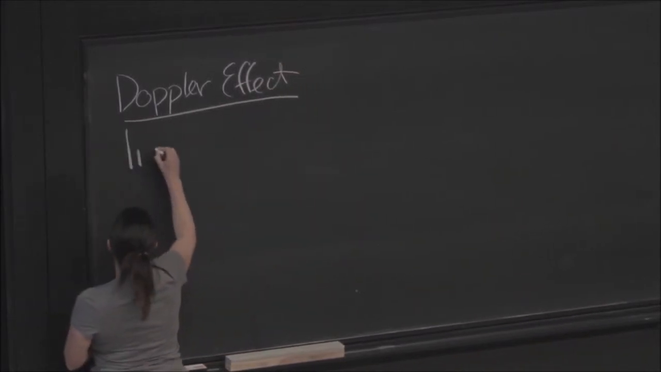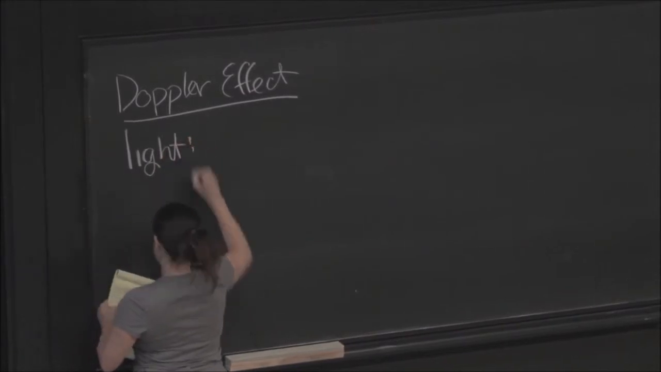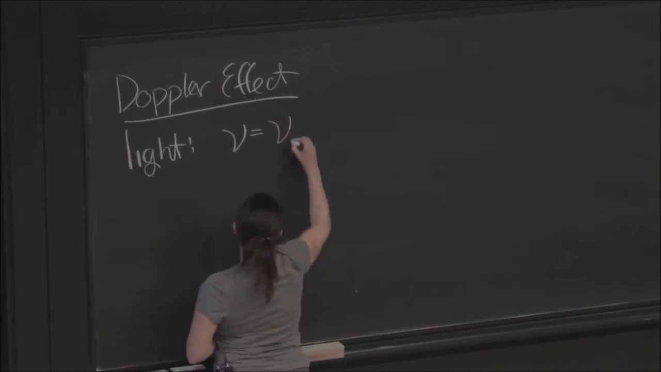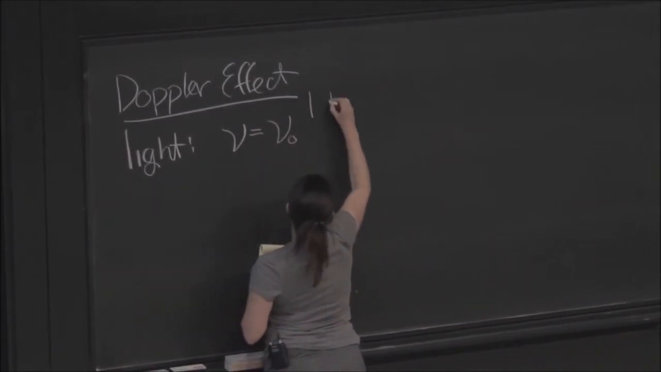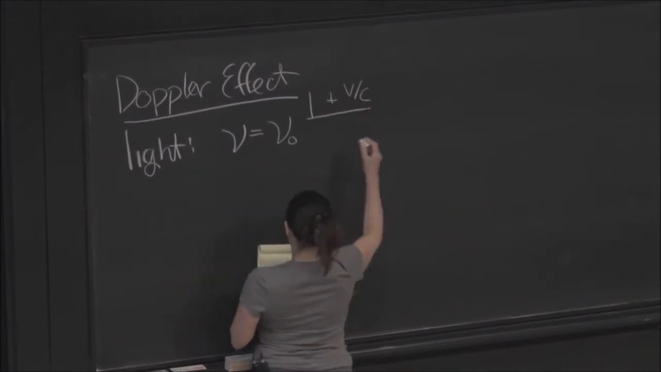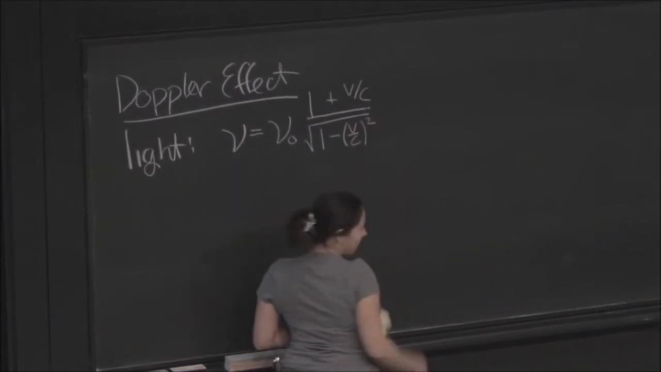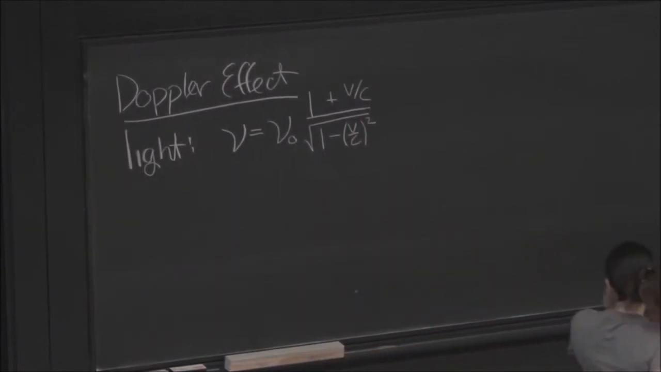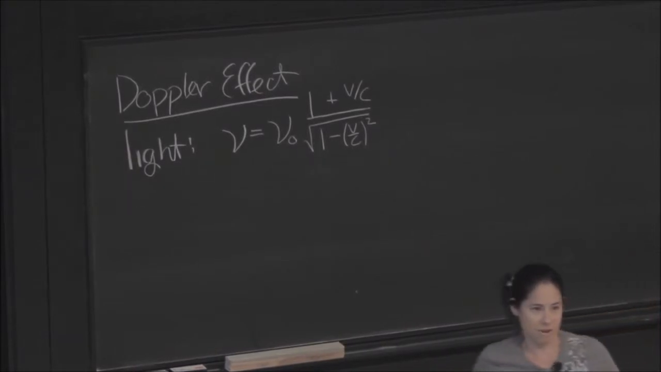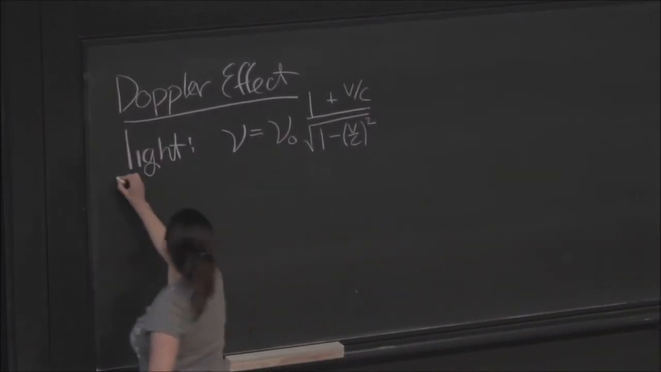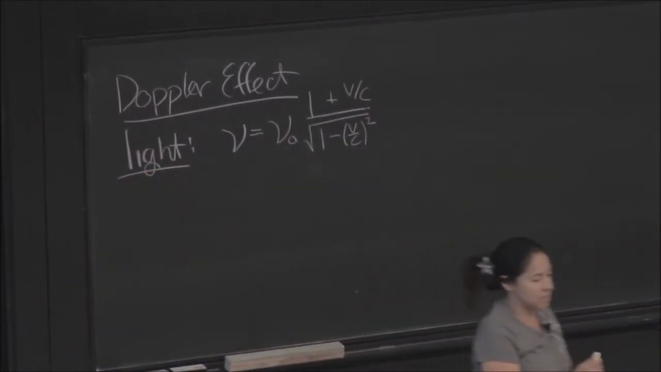Okay, so for light, remember that the frequency that we observed is the frequency that was emitted times 1 plus v over c, all over this famous square root factor. The gamma factor. Here, this v is the relative speed between the source and the observer. Now, that is for light. Now I want to give some thought to what it's going to be for sound.